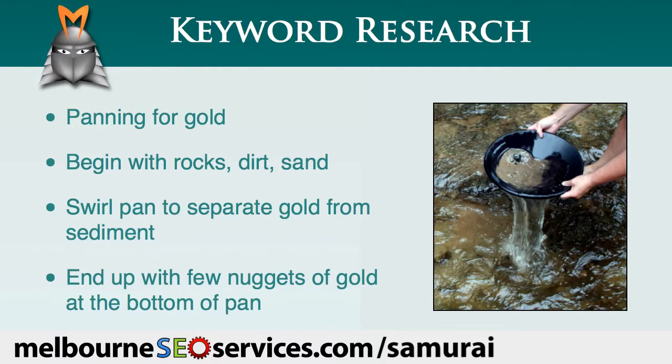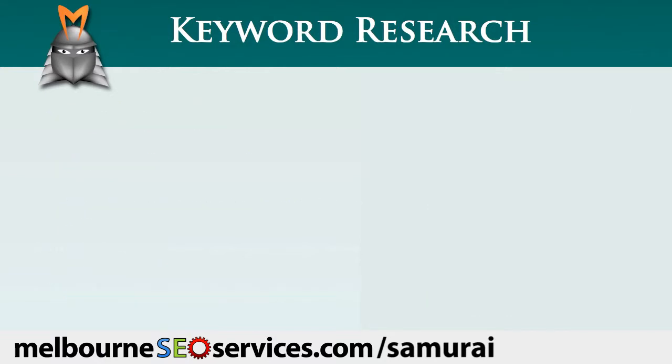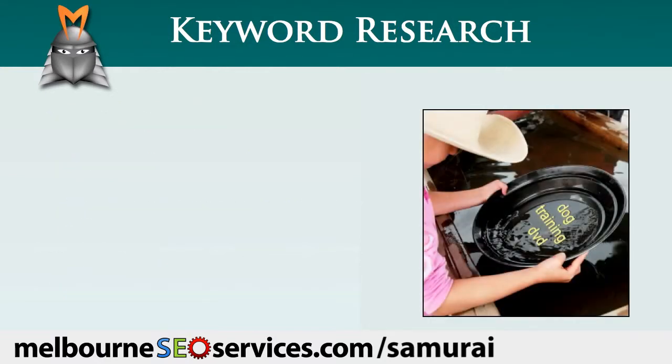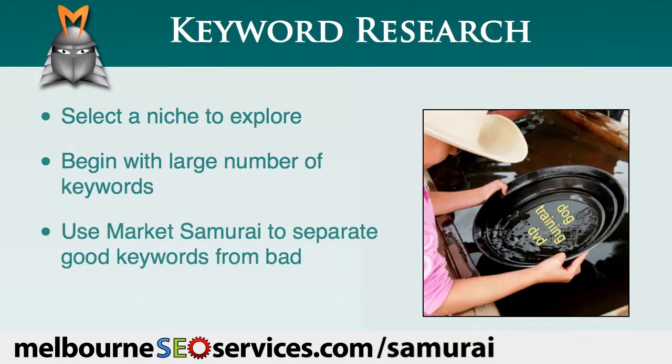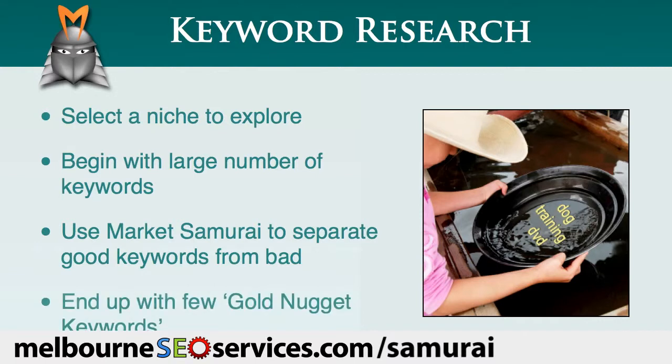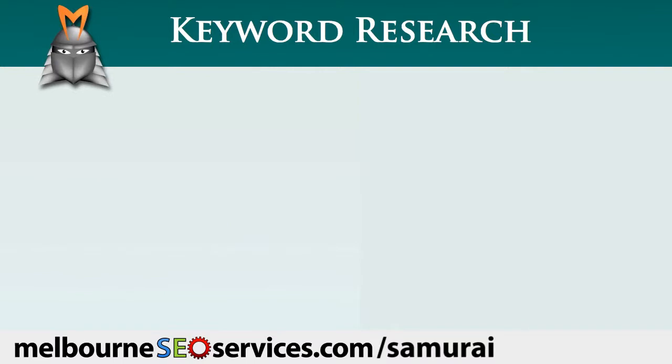The process of keyword research is very similar. You begin by selecting a niche to explore, which is the equivalent of choosing a river to prospect. You then generate a large number of keywords relating to your niche, which is like scooping up a collection of rocks, dirt and sand. Then you can use a tool such as Market Samurai to filter out the good keywords from the bad. At the end of this process, you will hopefully be left with a few gold nugget keywords.